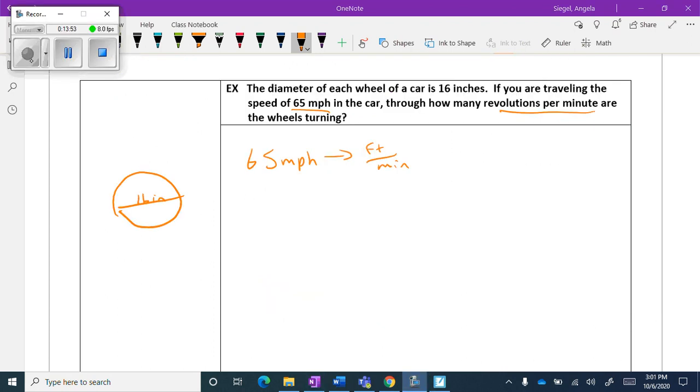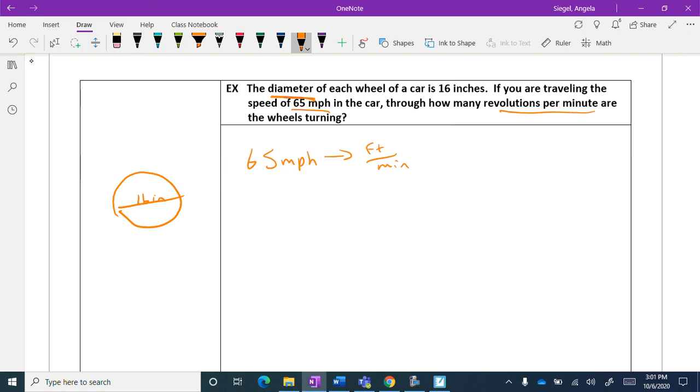Okay, so the first thing I noticed about this problem is that, first of all, it gives my diameter, so I'm going to have to change it to radius. So R equals 8 inches. Okay, so it gives us 65 miles per hour, but we need inches per minute. So I'm going to show you that conversion just because I'm running out of time on this video, and I'll show my work on it.